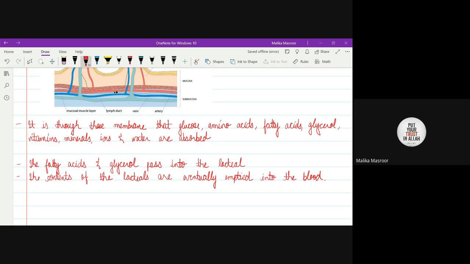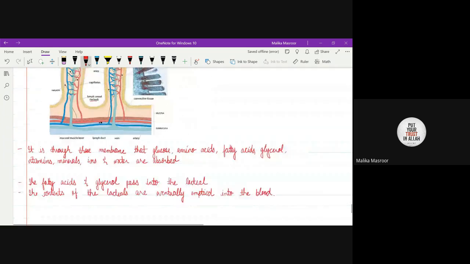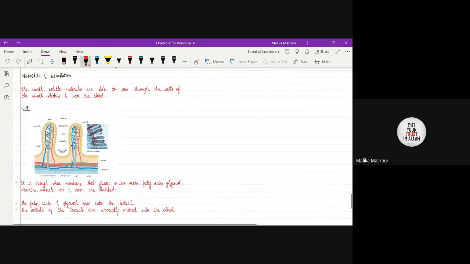Is this clear? Any questions? Anyone? Ibrahim, Umar, Debasit, Ahmed, Ayla, Saad, Zoya. No questions. Alright, please note this down.